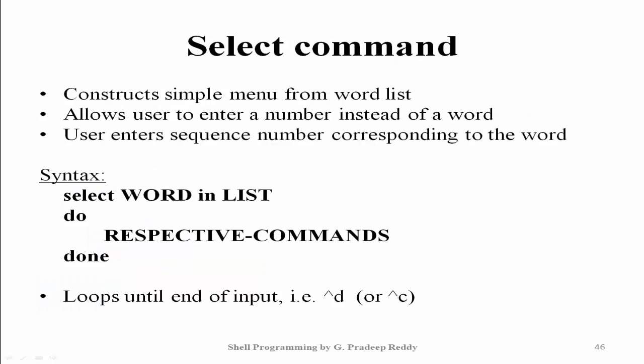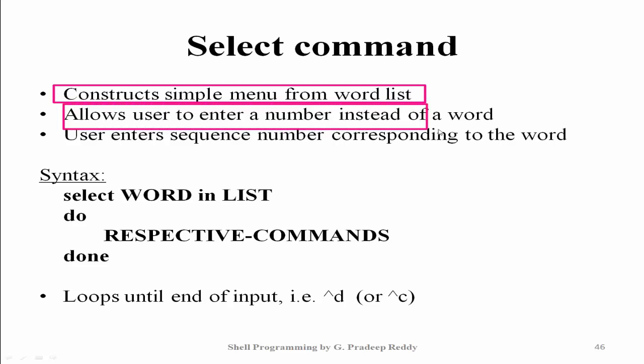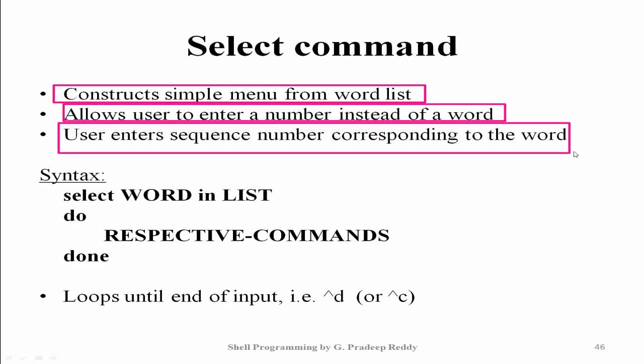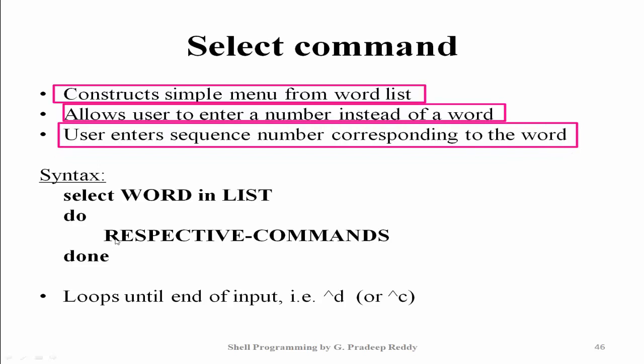Next one is the select command. Select is used to construct a simple menu from a word list. It allows the user to enter a number instead of a word. The user enters a sequence of numbers corresponding to the word. For example, with select, you are going to specify a specific word in a list.